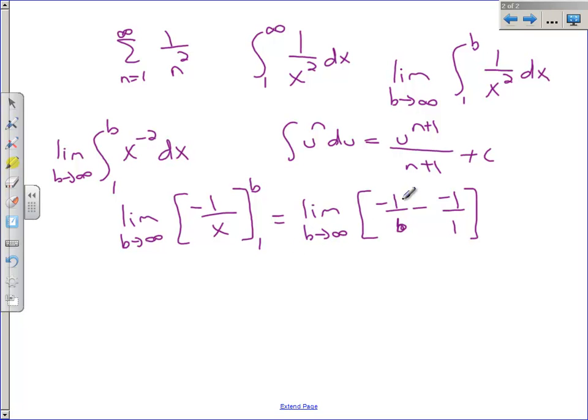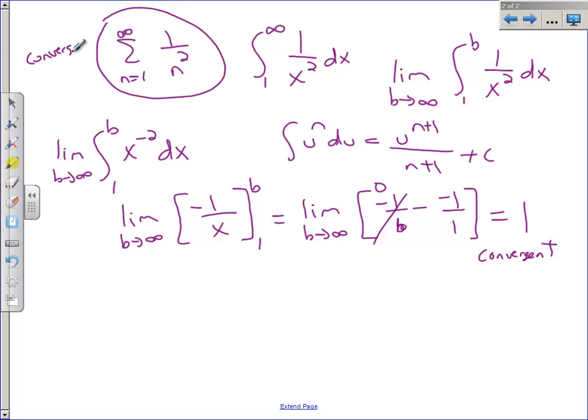Now as b goes to infinity, this first fraction goes to 0, leaving me with a finite number, 1. That's the area under the curve of 1 over x squared from 1 to infinity; it approaches 1. Now since that is a finite number, the integral converges. That means that our series also converges. And so this integral worked out to be 1.